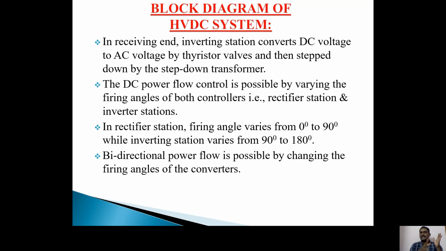That means at the sending and receiving ends we use the AC supply only, and only for the transmission purpose we use the DC supply. That's why DC power flow control is possible by varying the firing angles of both controllers, the rectifier and inverter. Rectifier operation means the firing angle varies from 0 to 90 degrees, and the inverting station varies from 90 to 180 degrees. So bidirectional DC power flow is possible by changing the firing angles of the converters.